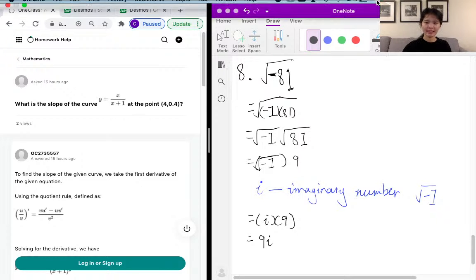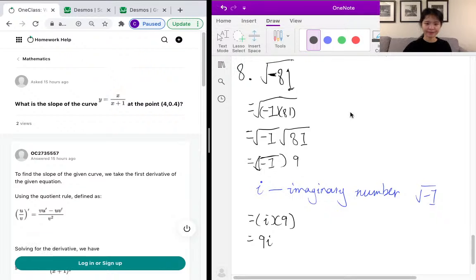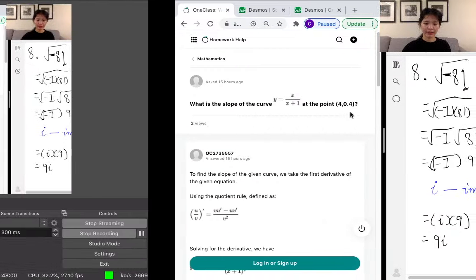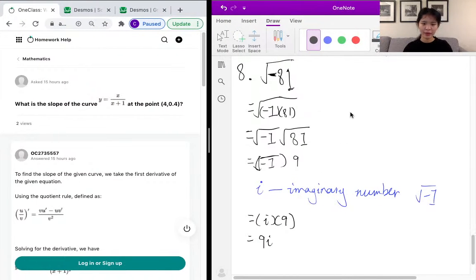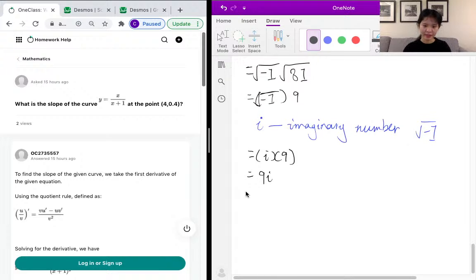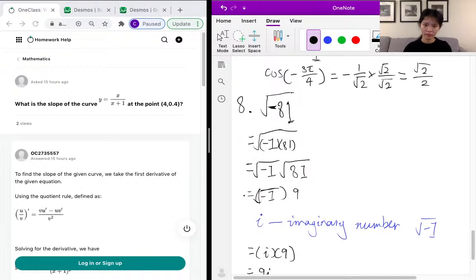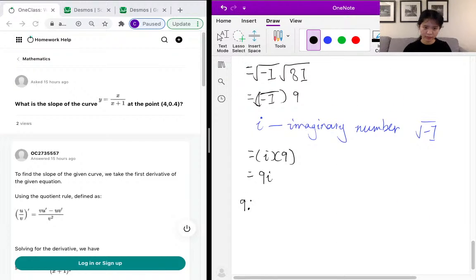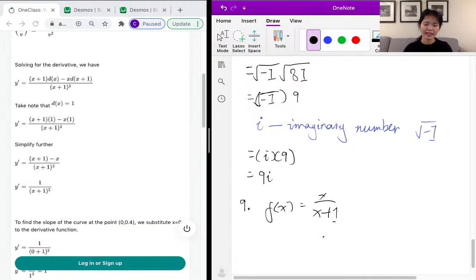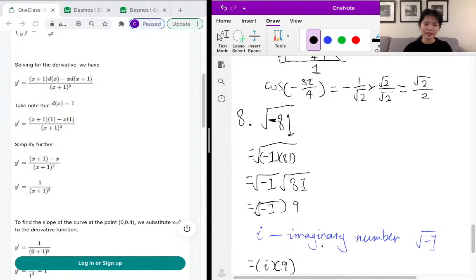Now this question asks us what is the slope of the curve y equals x over x plus 1. So let's write down the question number. So our function is y, or let's say f of x, equals x over x plus 1. I'm just using another notation right over here.